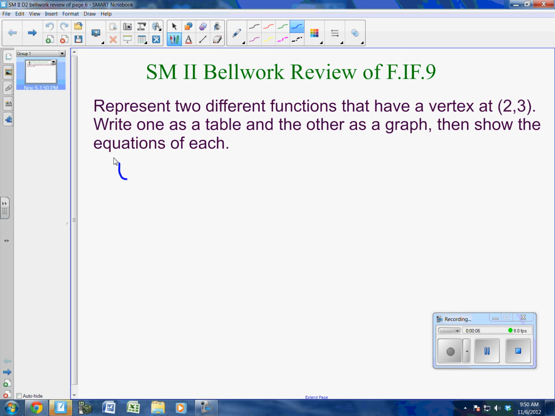What is vertex form, you guys, first of all? Do you remember that? A times x minus h squared plus k, right? That is vertex form. Well, I'm given a vertex. Can I just plug numbers in and get this?